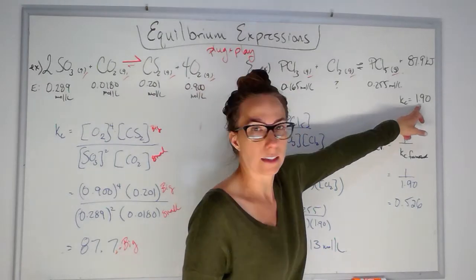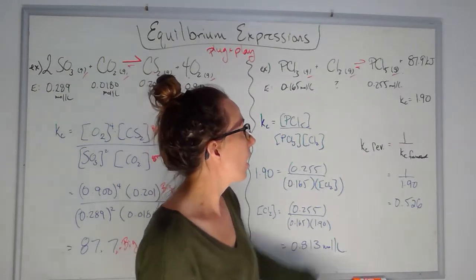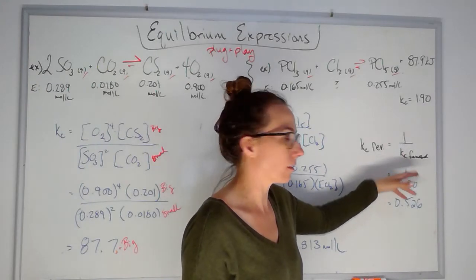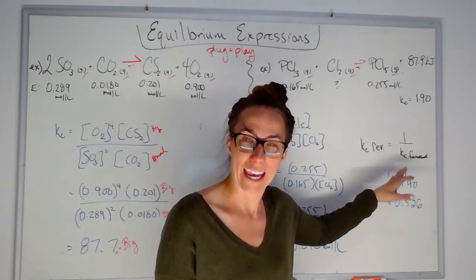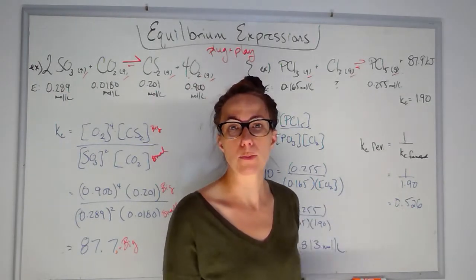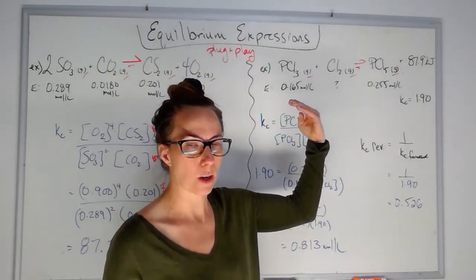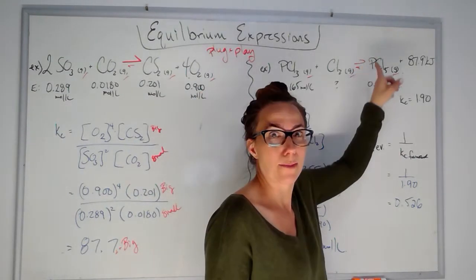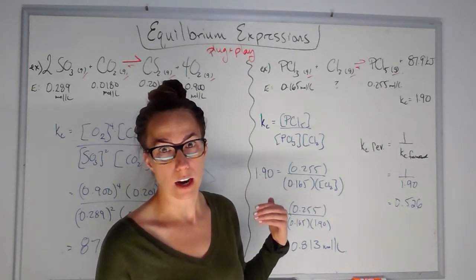My 1.90 tells me that I have more products than reactants because it's greater than 1. And so the Kc reverse will be 1 over the K of the forward reaction. So 1 over 1.9, and my value is 0.526 for my reverse. So if I'm going this way, I have a number that's less than 1. So I'm not actually making very many products, right? I'm keeping the reactants. And that arrow still then makes sense. I have more of my PCl5 than I do the other stuff.